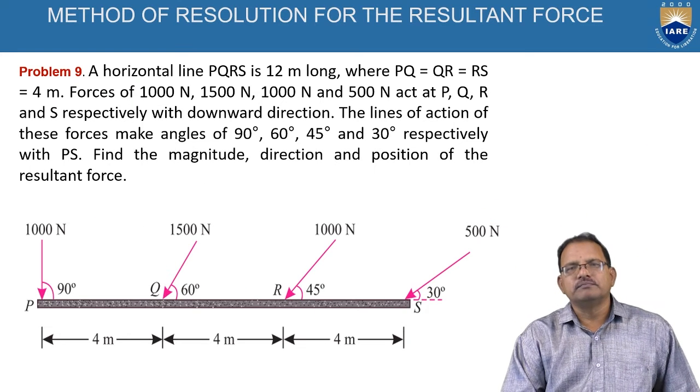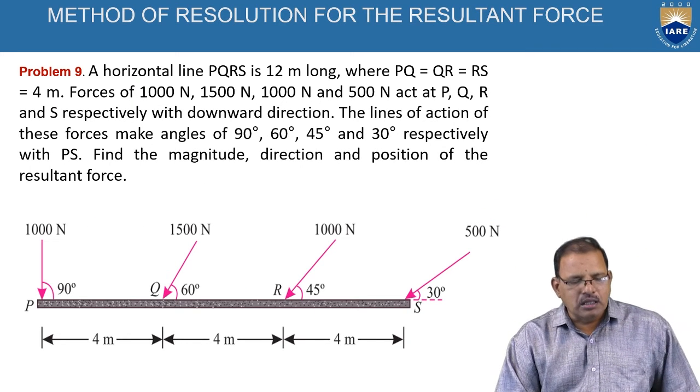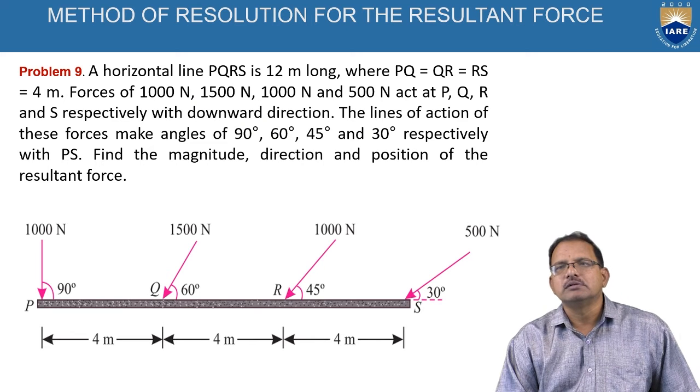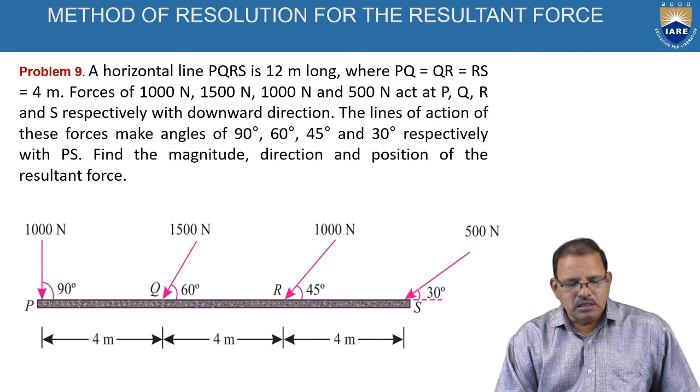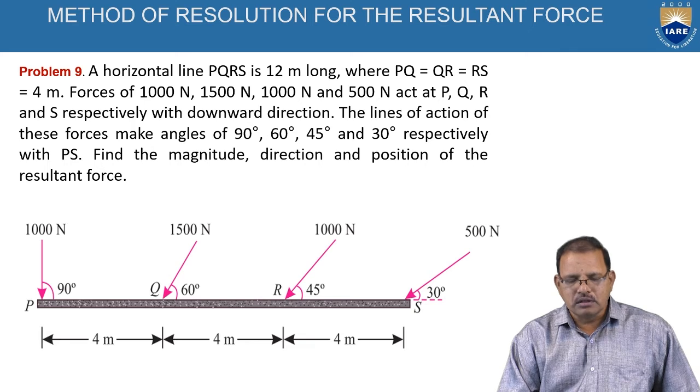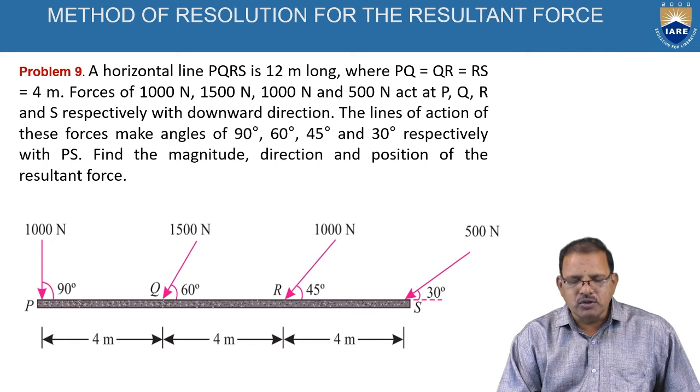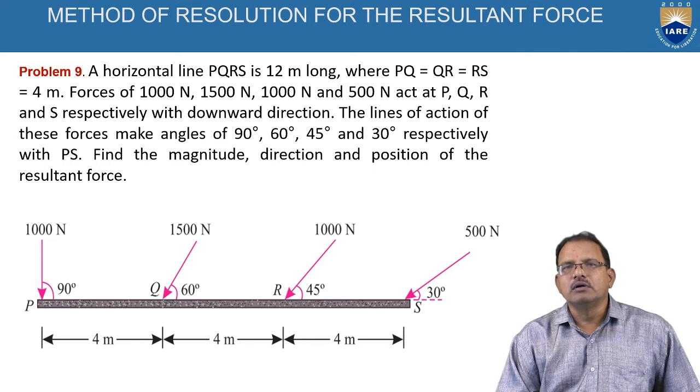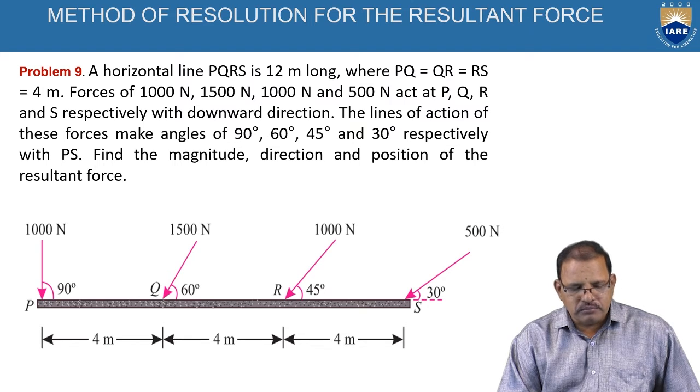In another problem, a horizontal line PQRS is 12 meters long, where PQ is equal to QR equal to RS equal to 4 meters.